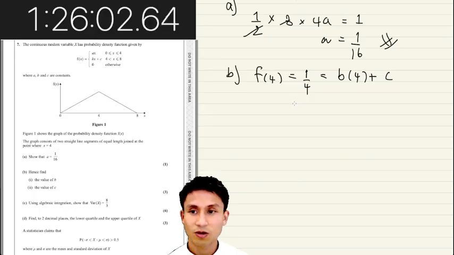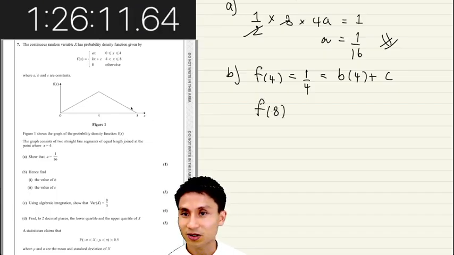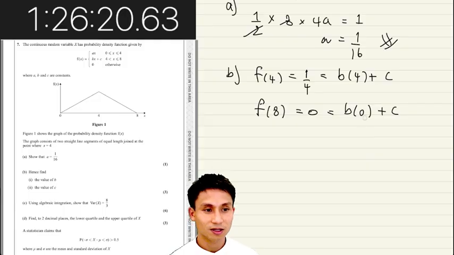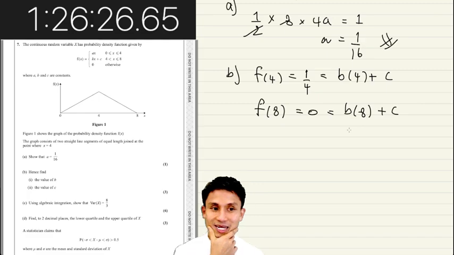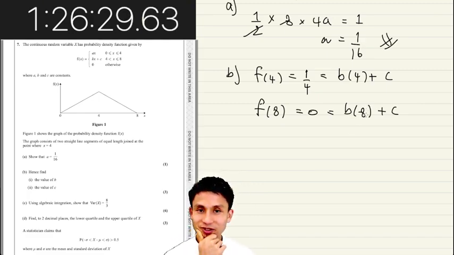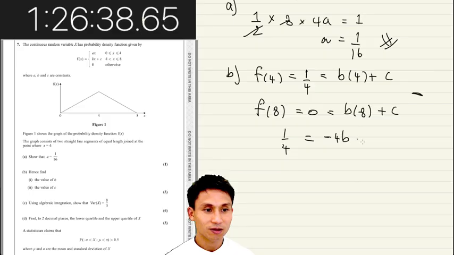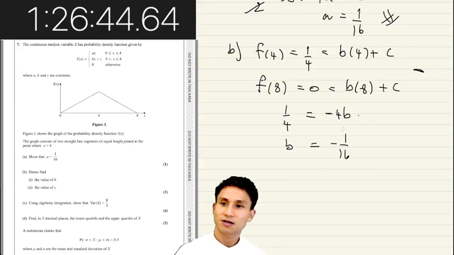So we have an equation here, and we want to find the value of b. For the other part, f substituted with 8 should give 0. So that would be b times x plus c. Sorry, x is 8, not 0. So this is simultaneous equations. Subtracting both equations, we get 1 over 4 equals minus 4b, c goes away. So that means b is equal to minus 1 over 16. Well, that makes sense.